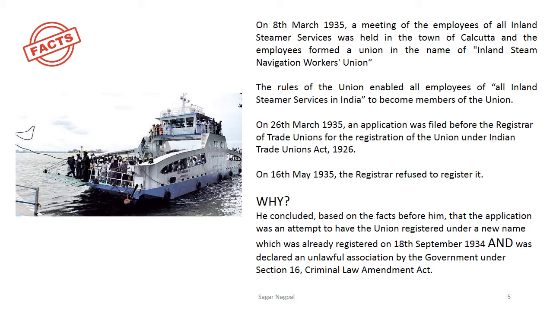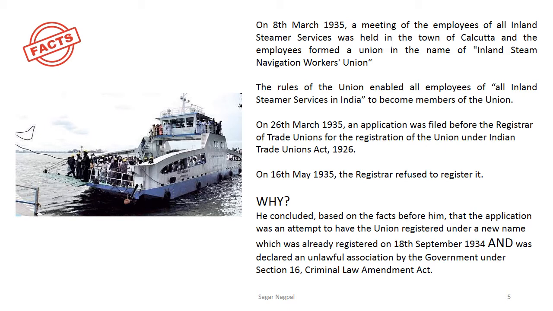So the rules of the union enabled all the employees of all inland steamer services in India, all those who were operating the steamers or providing steamer services inland within the geographical boundary in India, to become members of the union. And on 26th of March 1935, an application was filed before the registrar of the trade unions for the registration of the union under Indian Trade Unions Act 1926, and the same was rejected. The registrar refused to register the application on 16th of May 1935.